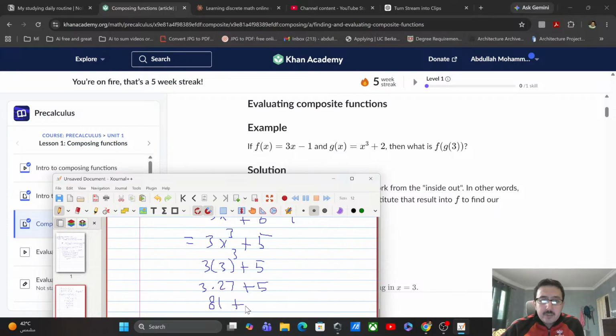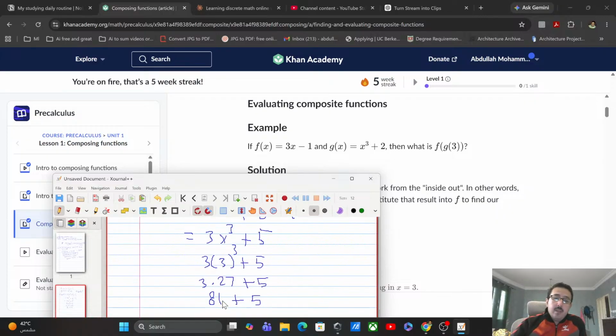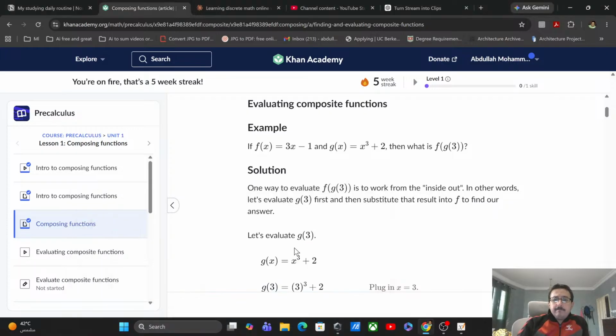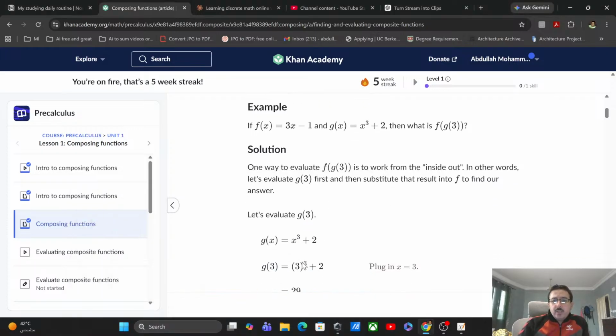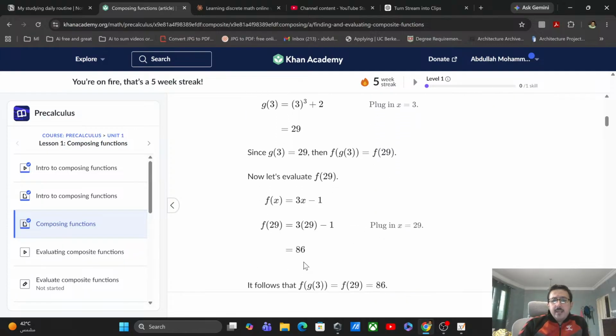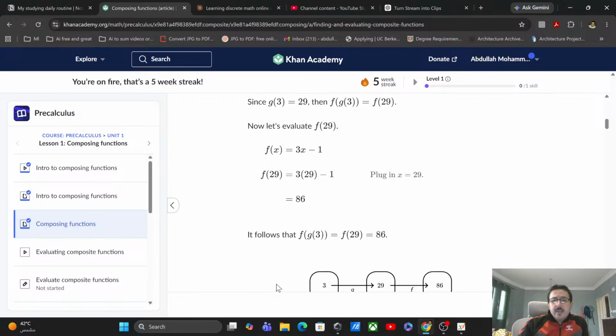81 plus 5. That's the product. This is the product, not a comma or decimal, in math. It's a product. Okay, so I got 81 plus 5. That's 86. This is my solution. Let's check. Okay, 86. That's it.